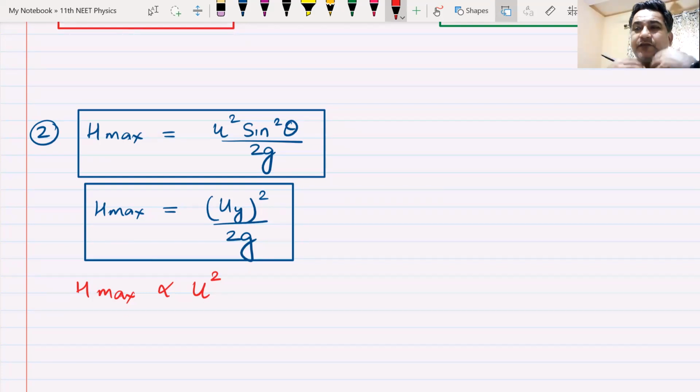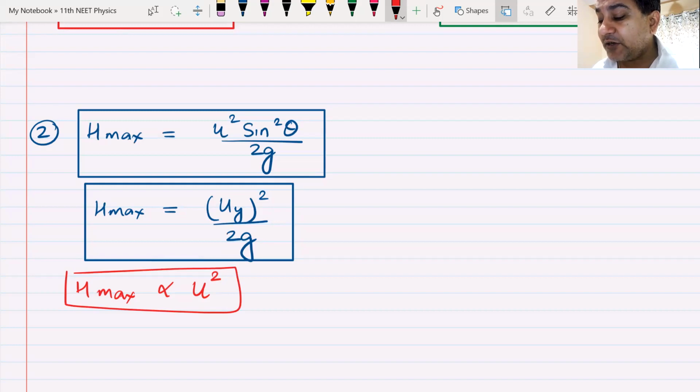If you make the velocity 4 times, it becomes 16 times. If you make it 5 times, it becomes 25 times, and so on. The maximum height is directly proportional to u square. Is this point clear to everyone? Very important point that you must remember.